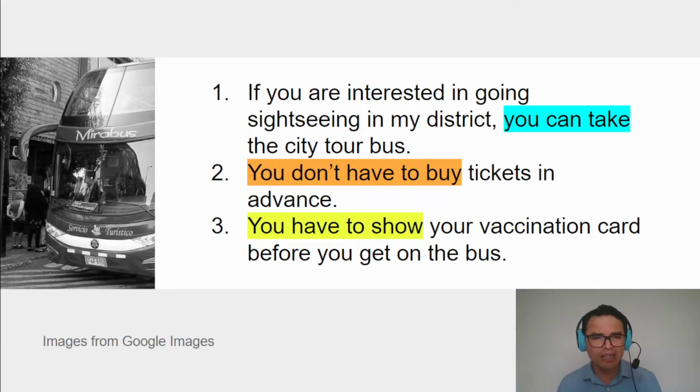You can do it. It's okay if you do it. This can also express not only necessity, but I would say possibility. You can do it. You can take the city tour bus. It's an option. All right. So subject, you, modal verb, can, a verb in base form, take.